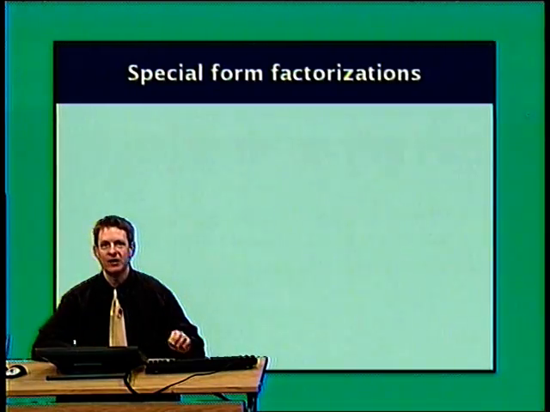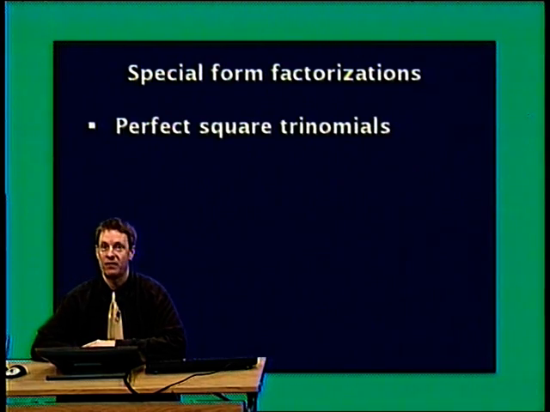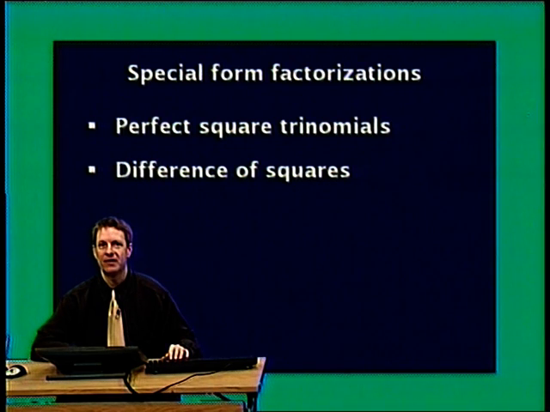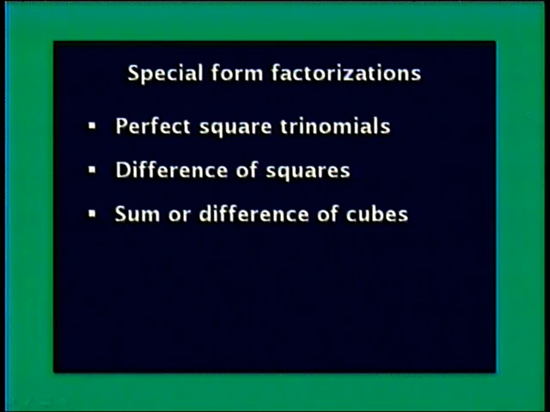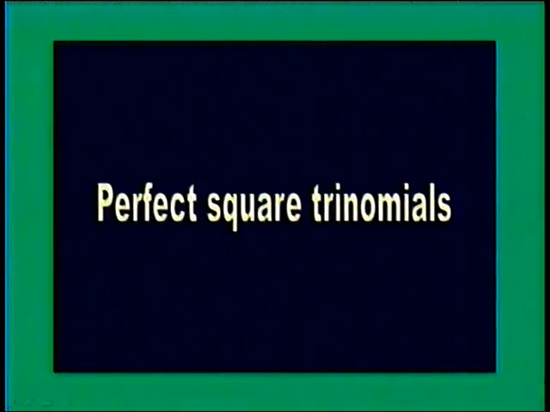So let's begin with special form factorizations. There are three types of special form factorizations. There are perfect square trinomials, there are difference of squares, and there are sum or differences of cubes. So let's explore all of these special types. And let's begin with perfect square trinomials.